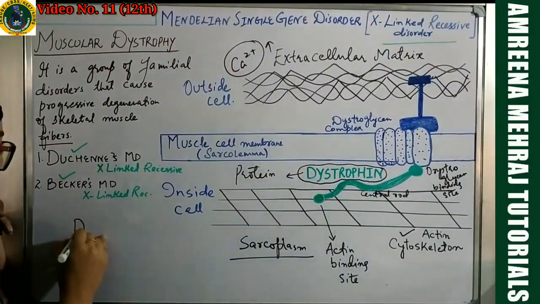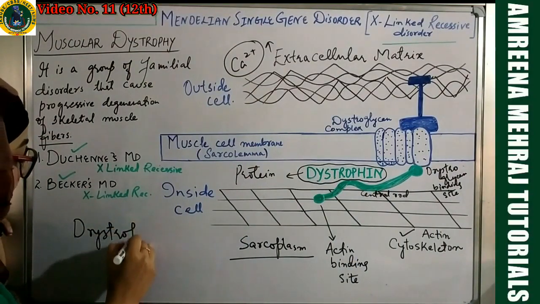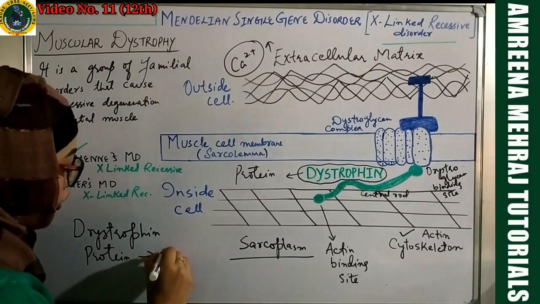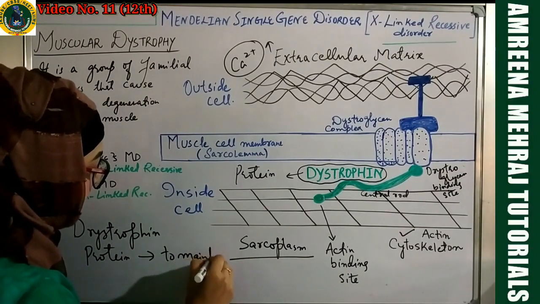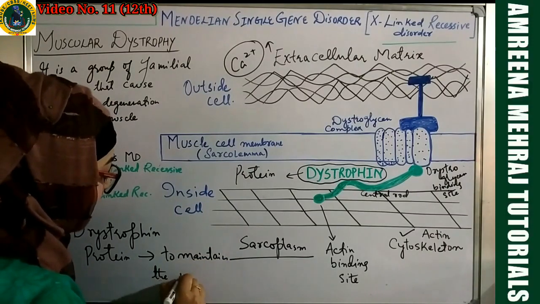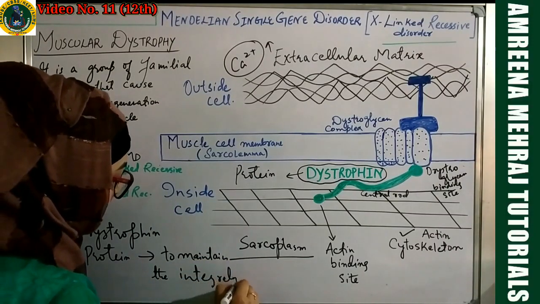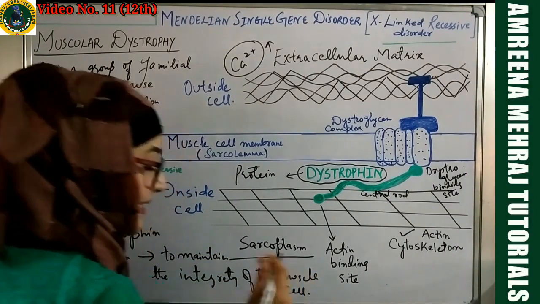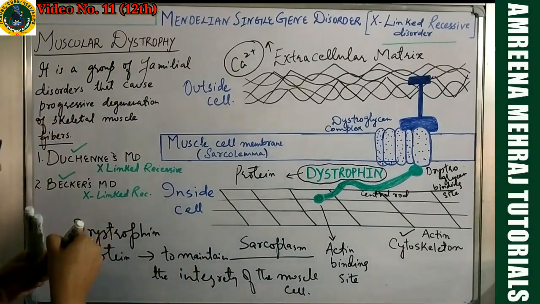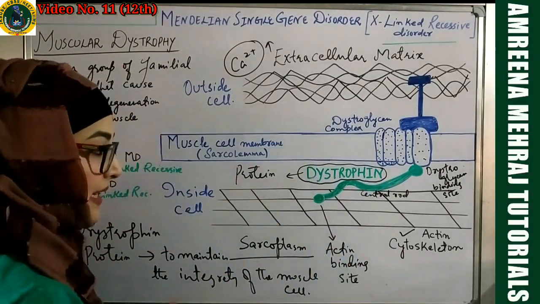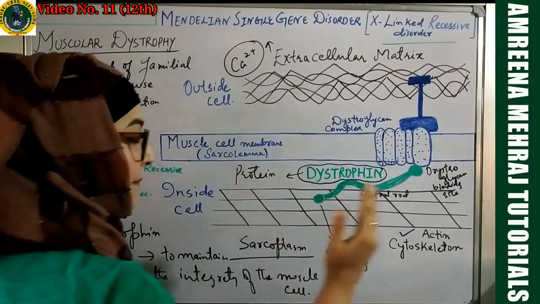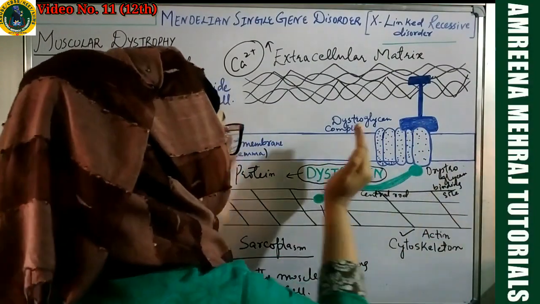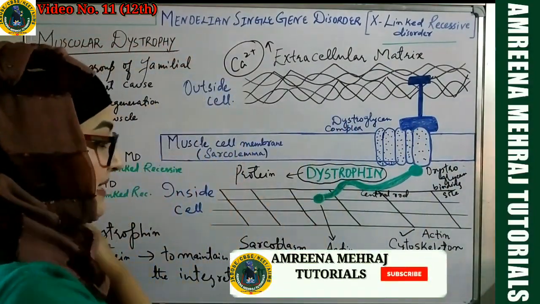So dystrophin protein is very important. This is what you got to notice from this diagram, that the dystrophin protein is important to maintain what? To maintain the integrity of the muscle cell. To avoid any damage or deformity in the muscle cell membrane, this is going to play a very crucial role, making sure that once the muscle contracts and then comes to its original position, there is no damage happening to the muscle cell membrane.